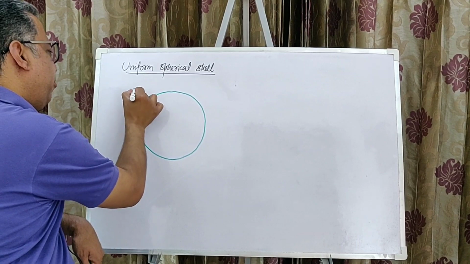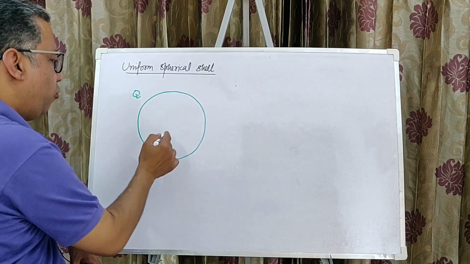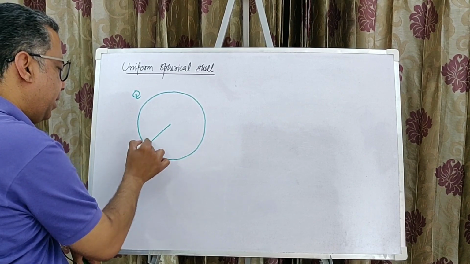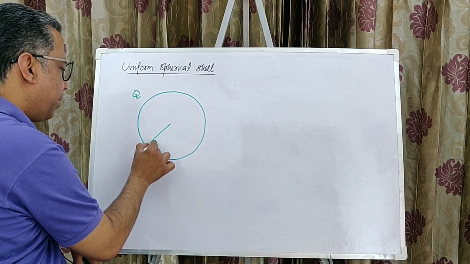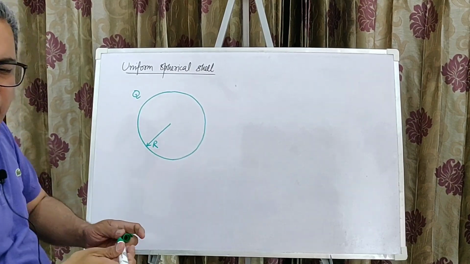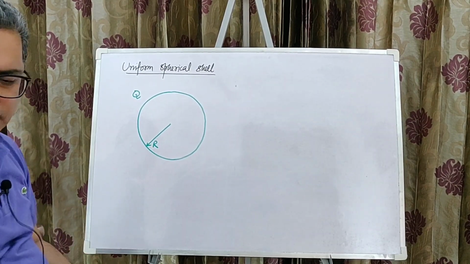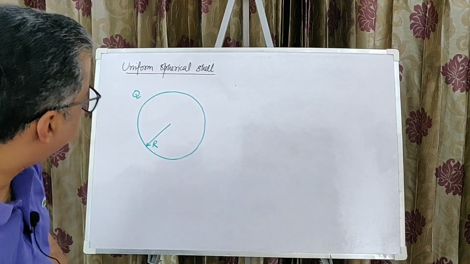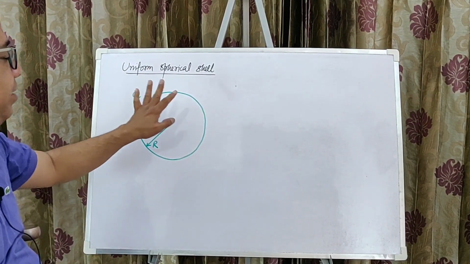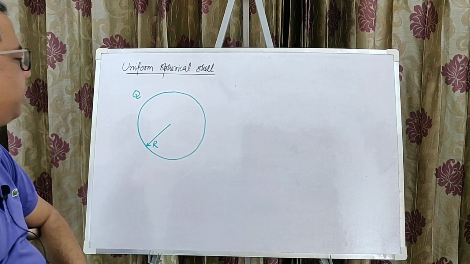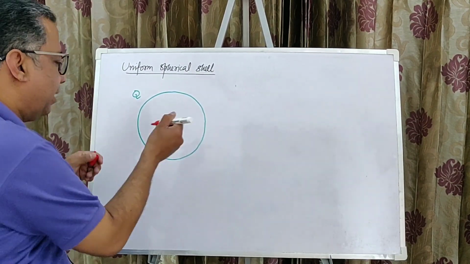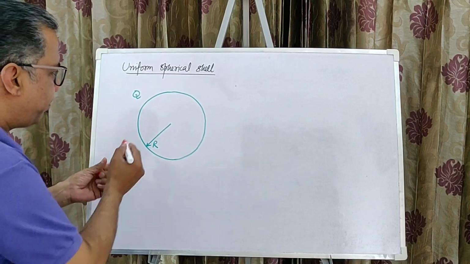It carries a uniformly distributed charge Q over it and has a radius capital R. This charge Q is distributed entirely on the surface. So we are now interested in calculating the electric field due to this shell of charge. Now, using symmetry, we can determine the direction.